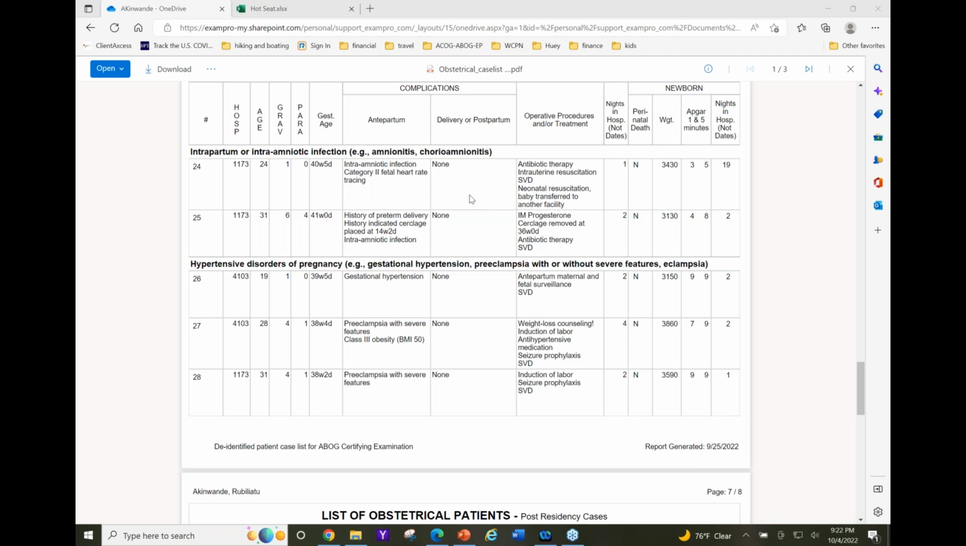Okay, and if the heart rate tracing had required a cesarean delivery, would you have treated it the same way or would you have done something different? If she required a cesarean section, then I would add clindamycin. Okay, so I'm good with the discussion with the APGAR scores.